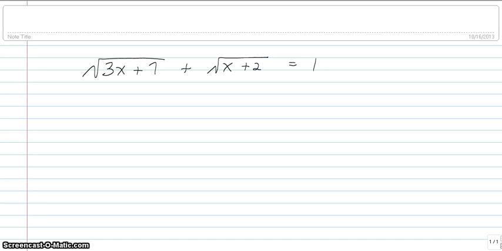Alright, so in this video we're going to solve this equation that contains two radicals. And so when I have two radicals, the best I can do is to isolate one of the radicals. And so I'm going to choose to isolate this radical, which means subtract that one from both sides.